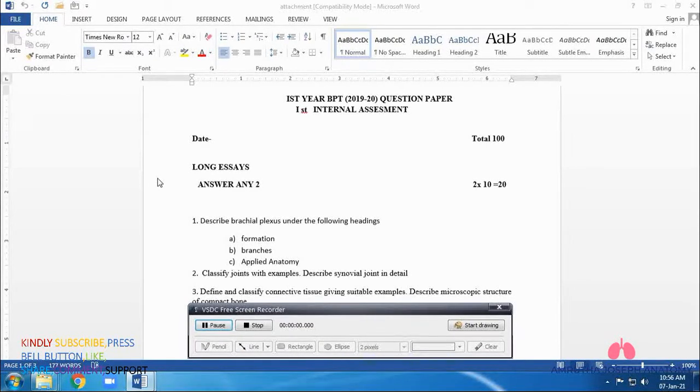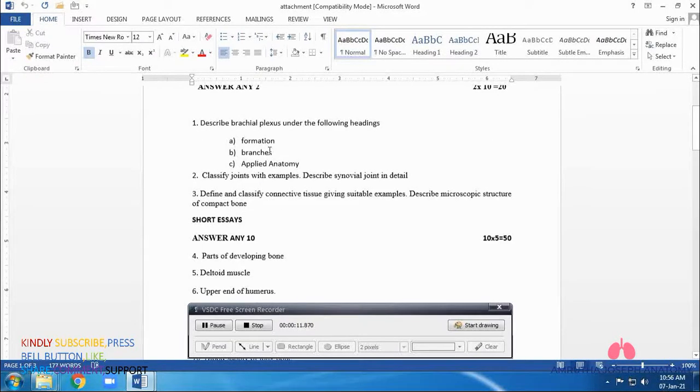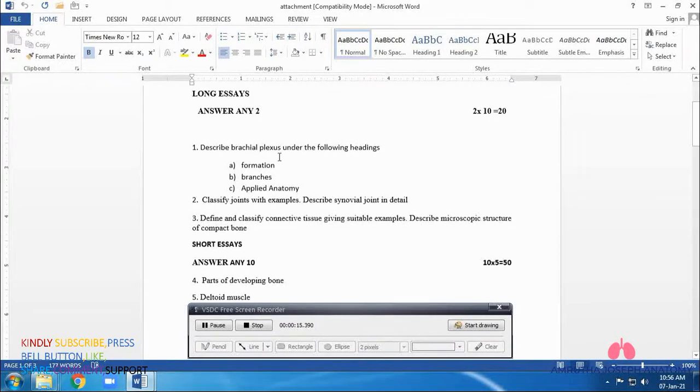So before going to the questions, let's see how a question paper looks. This may vary according to the universities. Here, according to the university I'm talking about, Rajiv Gandhi University, you have 3 questions for long essays. One essay carries 10 marks. In these 3, you have to write 2. So you get 20 marks.